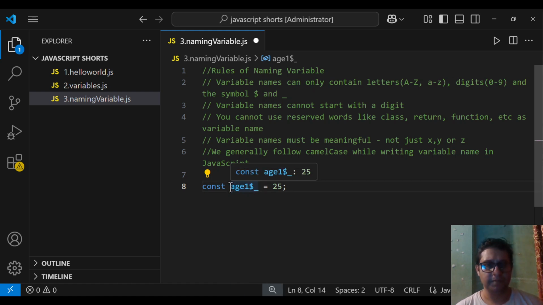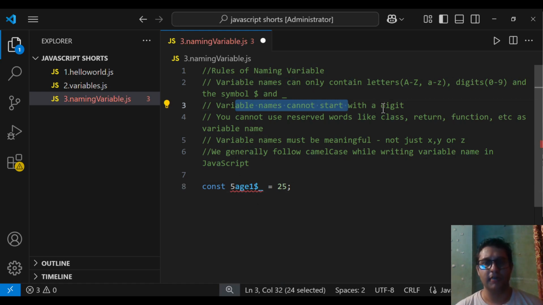For example, if I put here 5, then this is wrong, because variable names cannot start with a digit. It must start with either letters or the symbols that we just studied. Another rule is you cannot use reserved keywords like class, return, function, etc.